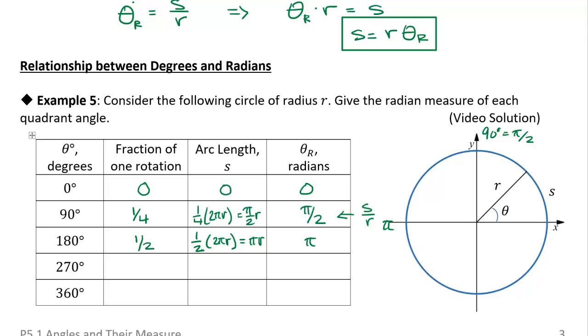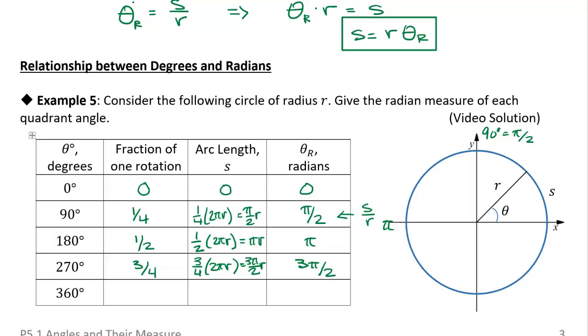270 degrees was 3/4 of the way around the circle. So 3/4 of the circumference, 2 pi r, is going to give us 3 pi over 2 r. Again, to find the radian measure of 270 degrees, we take 3 pi over 2 r divided by r, and we'll end up with 3 pi over 2. So 3 pi over 2 is equivalent to 270 degrees.